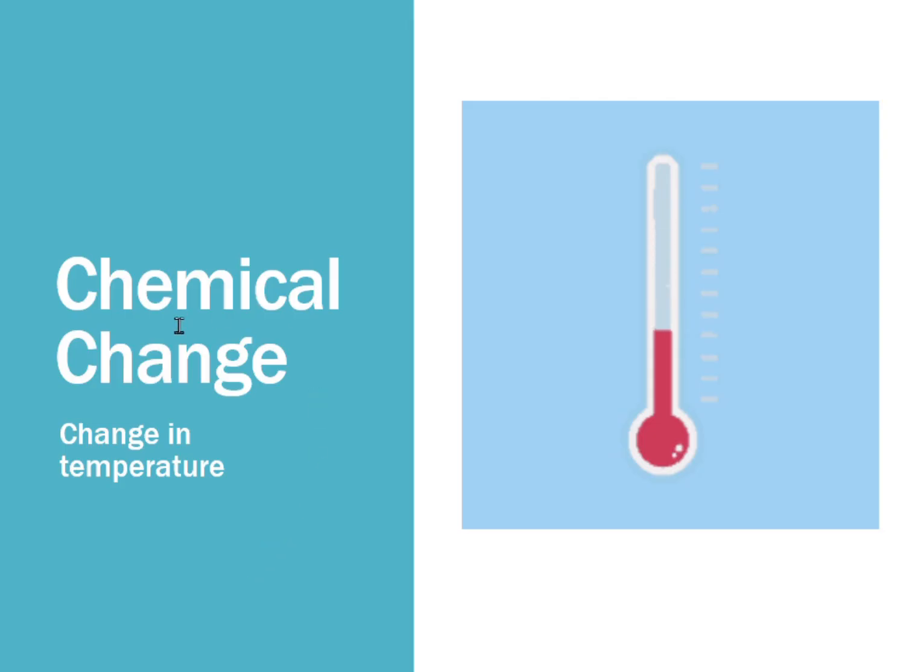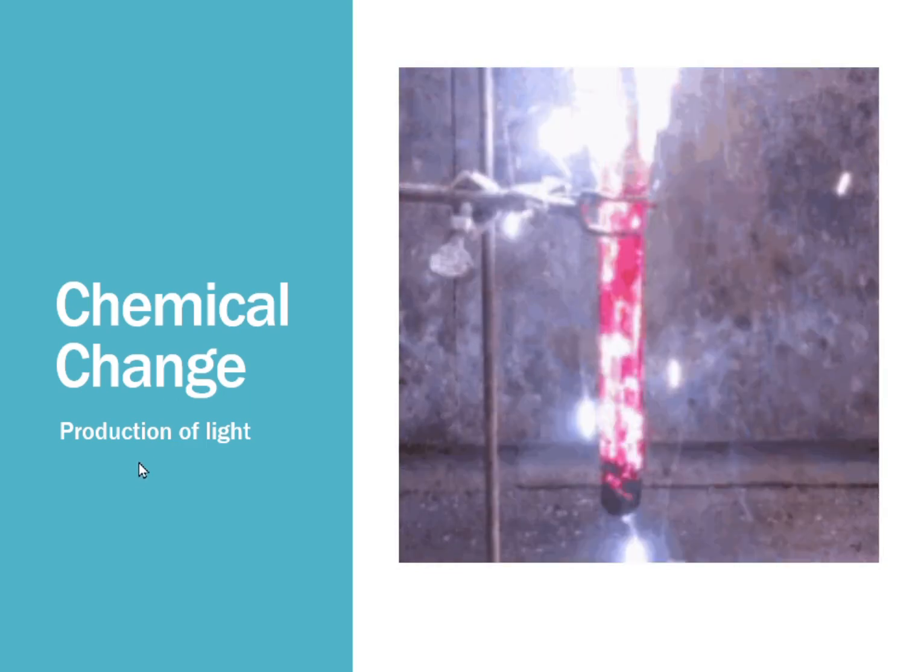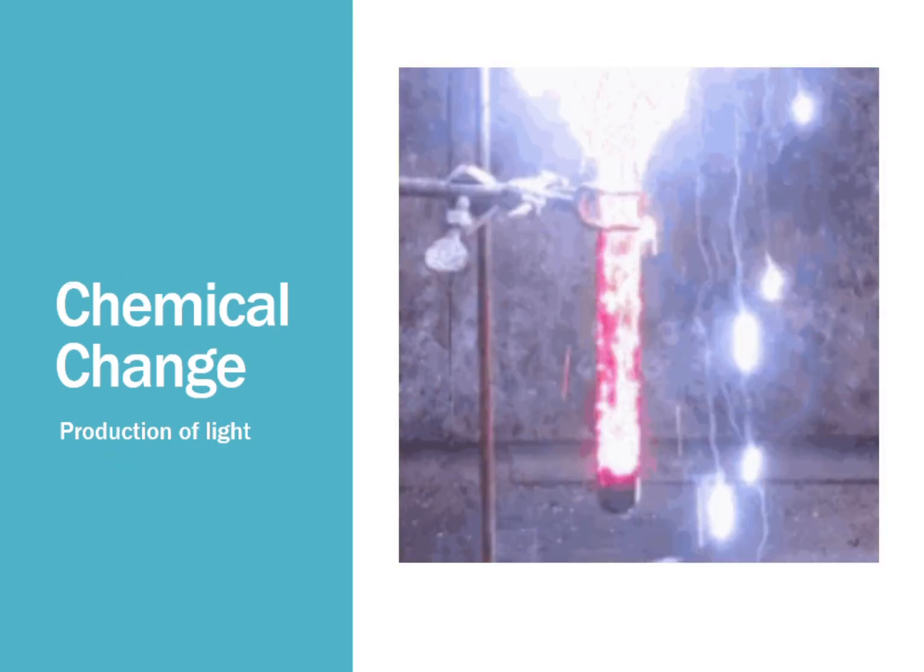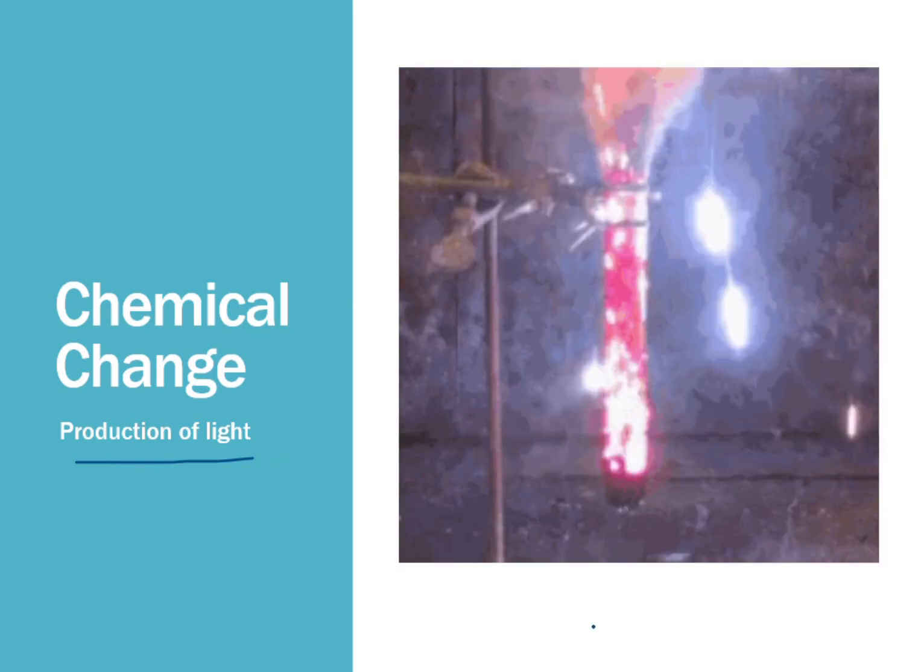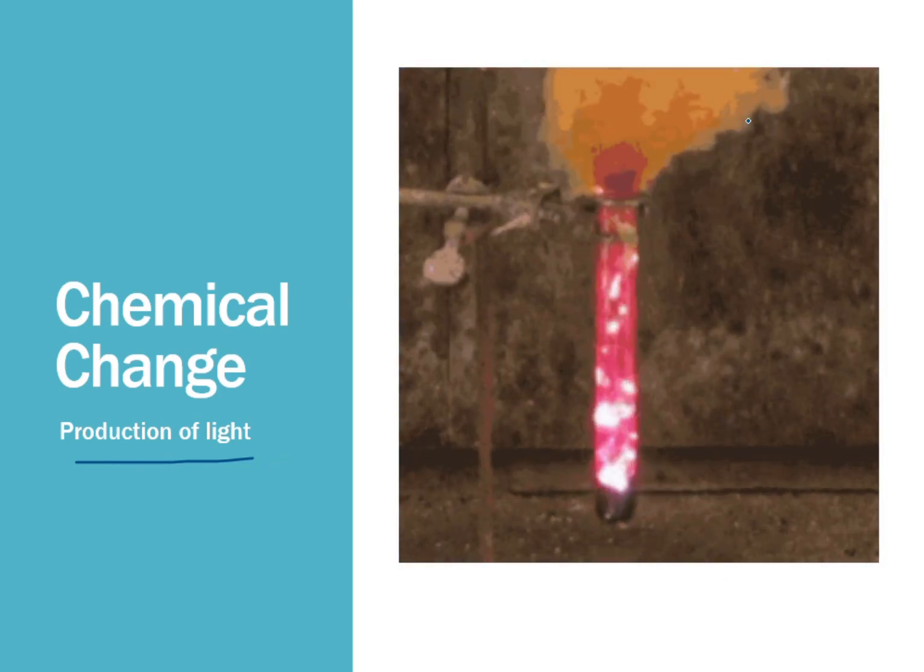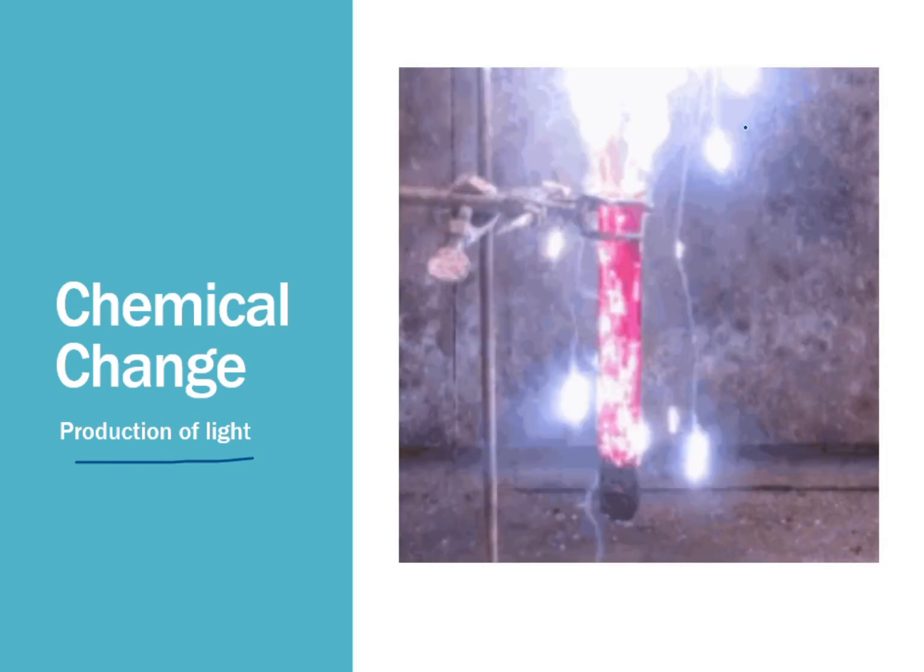Another indicator of the chemical change is the change in temperature. If the temperature increases or decreases without giving or taking away heat, then the change is a chemical change. Another indicator of chemical change is when light is produced during the process. So this kind of a reaction, if taking place, would be an indicator of a chemical change.